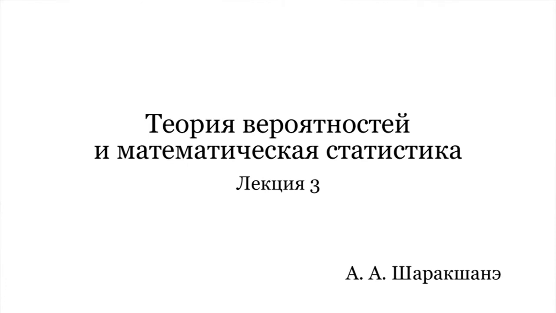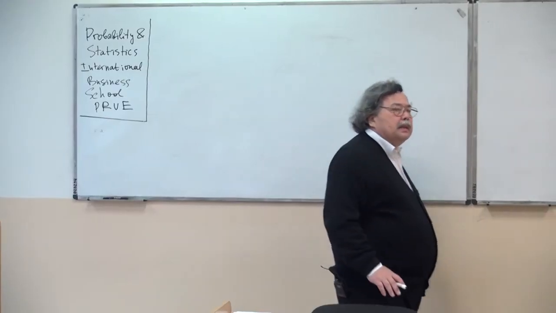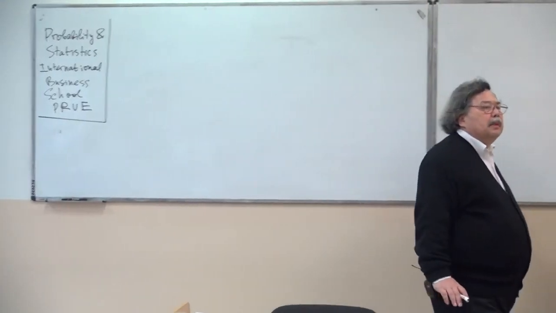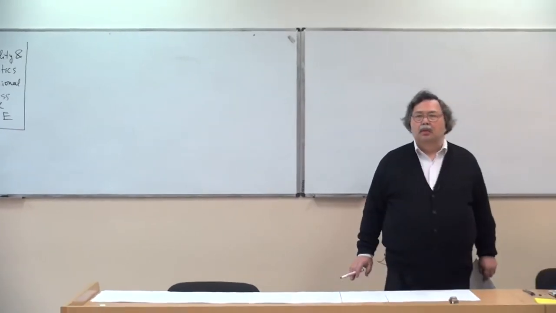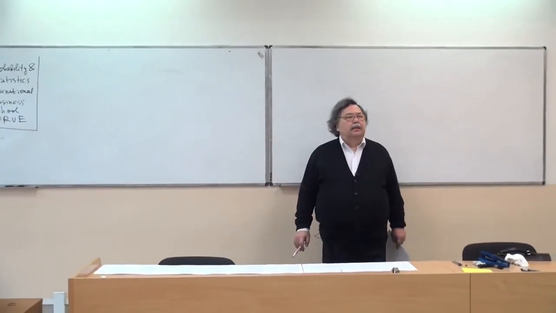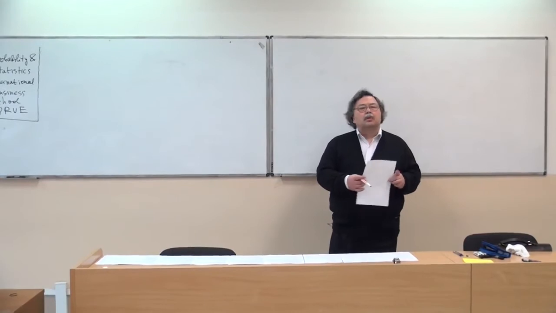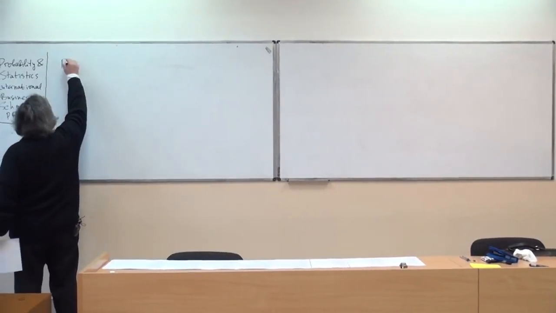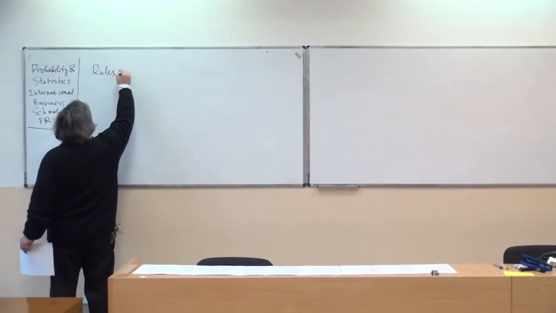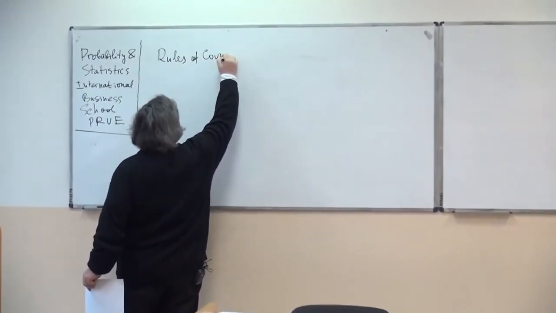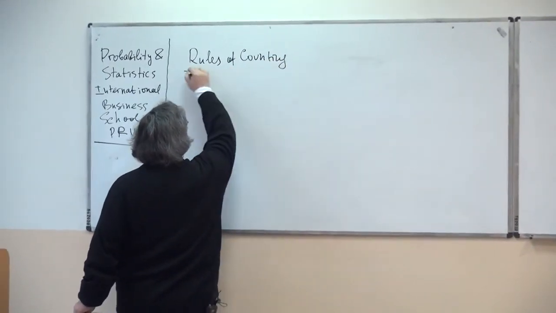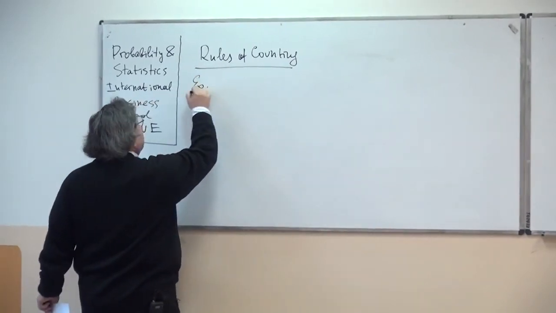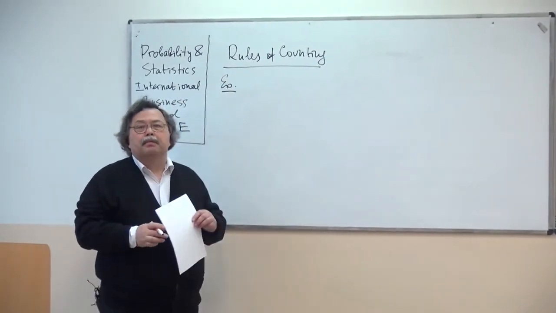Let me remind you that last time we talked about such important things as conditional probability, independence, total probability, and Bayes' rule. Okay? Today we'll start with so-called rules of counting. First, let's discuss this example.